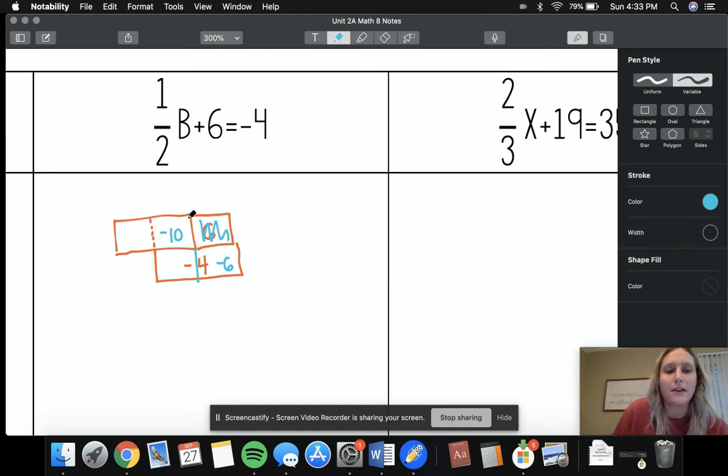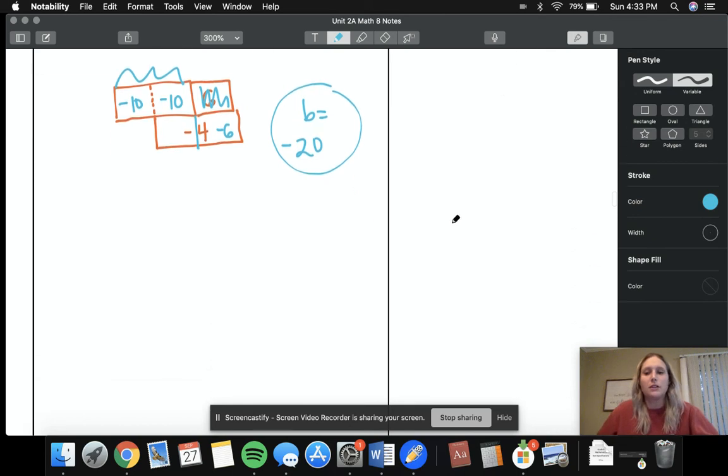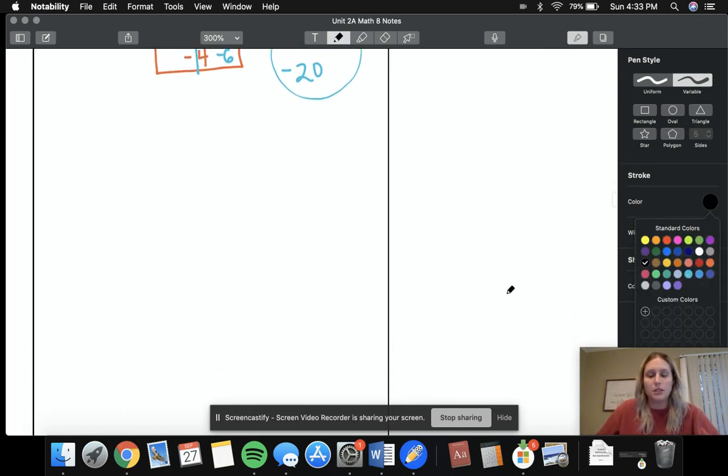So now we have half a b equaling negative 10. Well, we need the full b. We need all of it. So this would also be negative 10. So if we're right, I think b should equal negative 20. Okay. So now let's try it algebraically, see what happens.